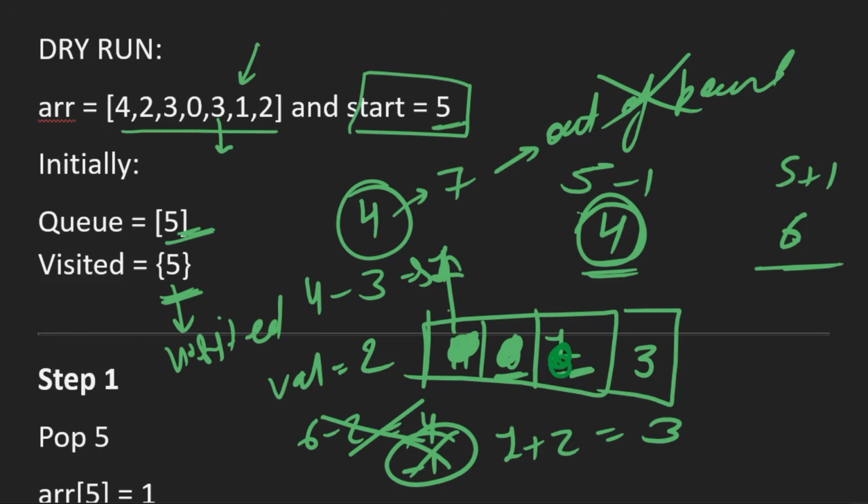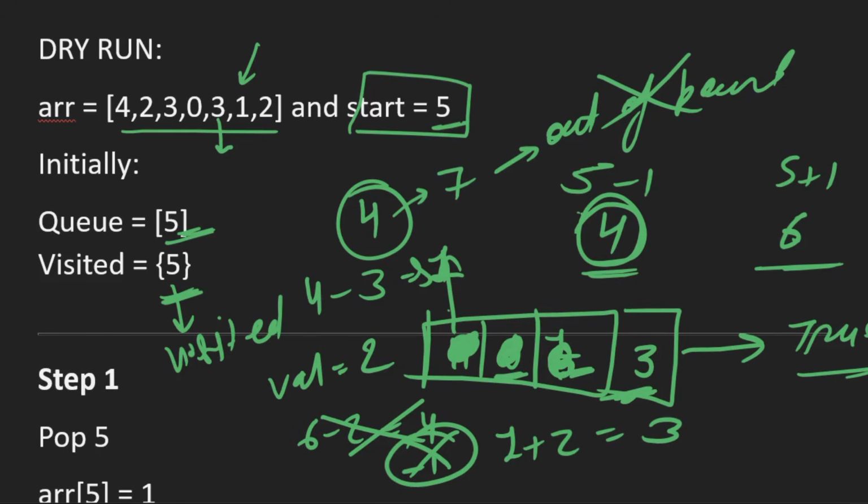So 1 is also processed. Now we next have index number 3. At index number 3 we have value 0, so we have reached our goal and we return true and stop the process, right? So this way we'll be using BFS to solve our question.